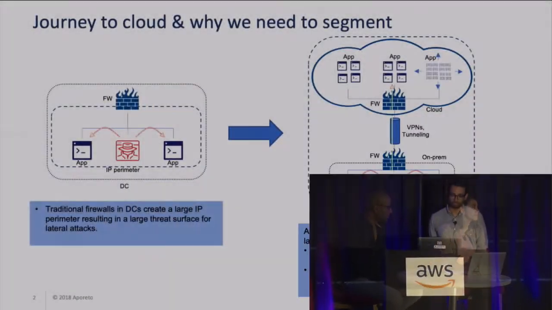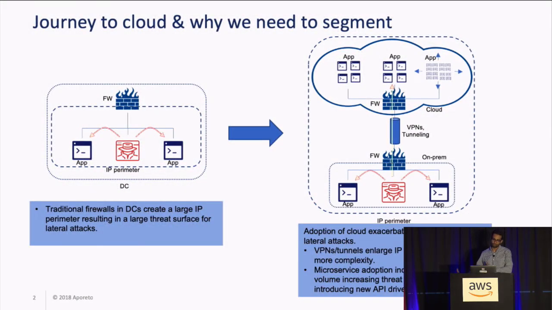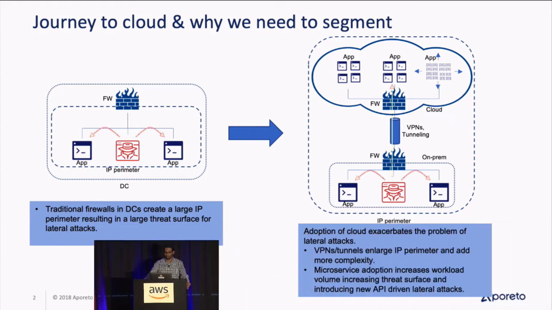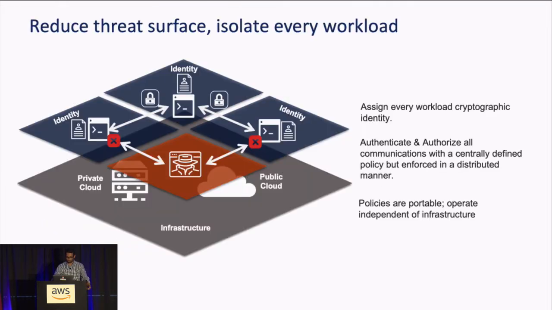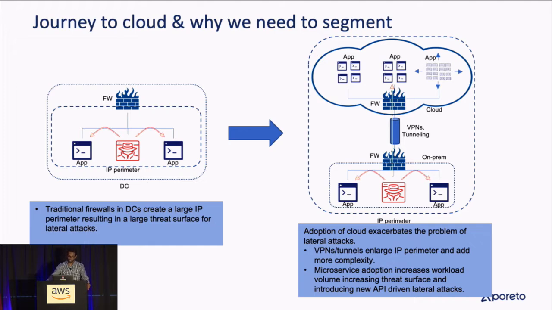What I want to start with is what we hear when we have discussions with customers about how they're migrating applications to Amazon Web Services and what they're doing with microservices. This is the journey. You have an application that typically sits within your data center, within the confines of a perimeter secured by a north-south firewall. In these scenarios, the IP perimeter is what your north-south firewall is protecting. It is a big threat surface. To solve these problems, you do things like segmentation.